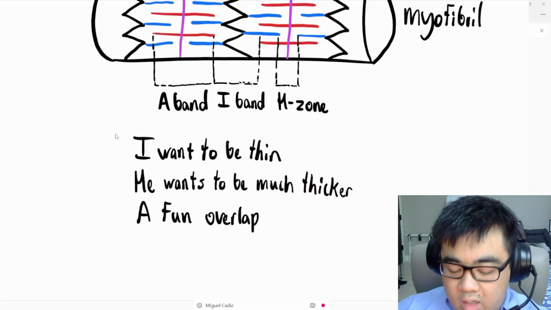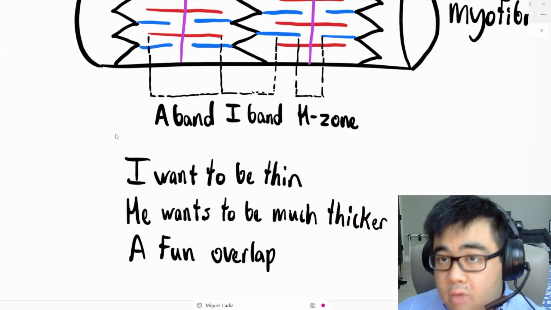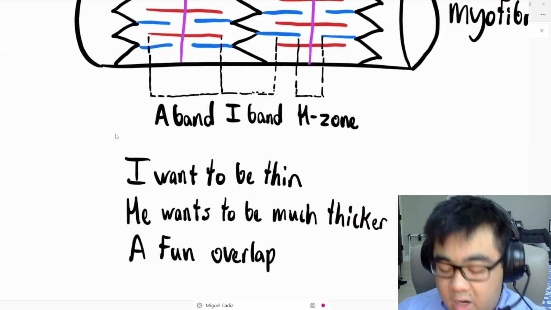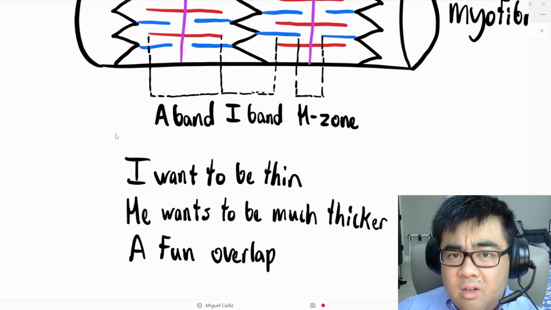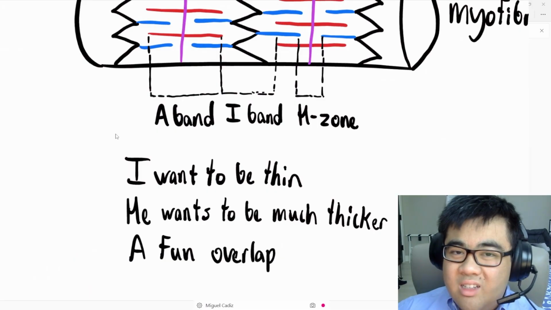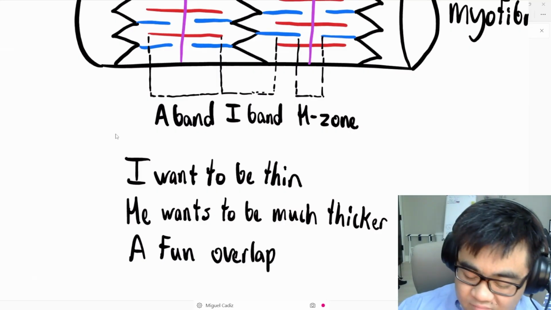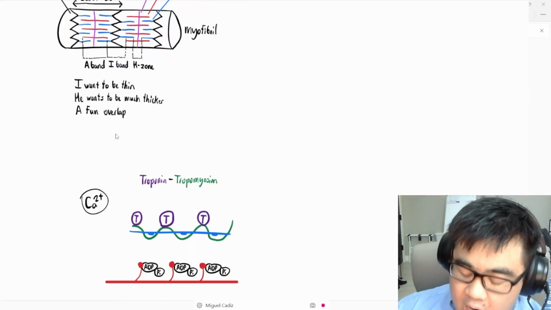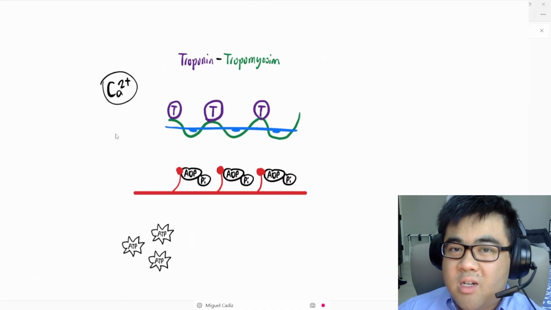So as you can see, each beginning letter of each verse correlates with one region within the myofibril. I for the I band, I want to be thin. H for the H zone, he wants to be much thicker. And finally, a fun overlap, A for the A band overlapping region. Cool. Now we can actually get to the molecular basis of contraction.